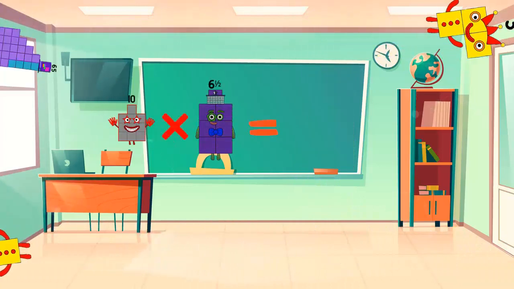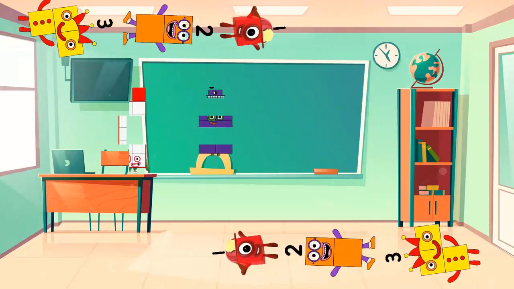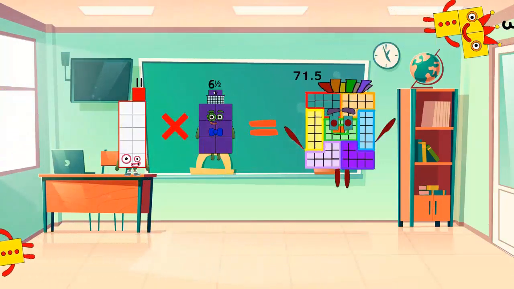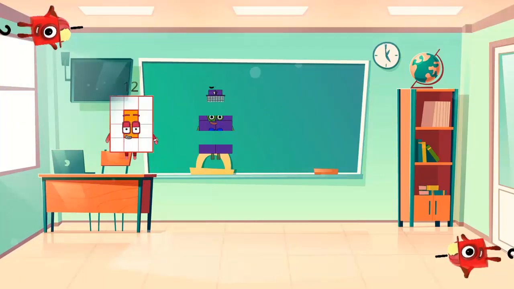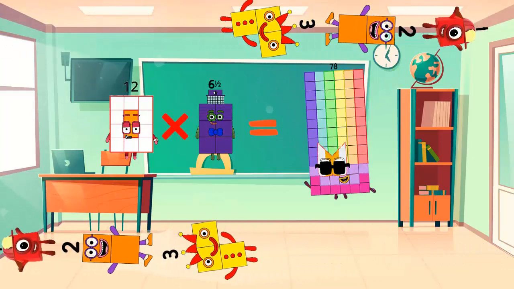10 multiply 6.5 is equal to 65. 11 multiply 6.5 is equal to 71.5. 12 multiply 6.5 is equal to 78.